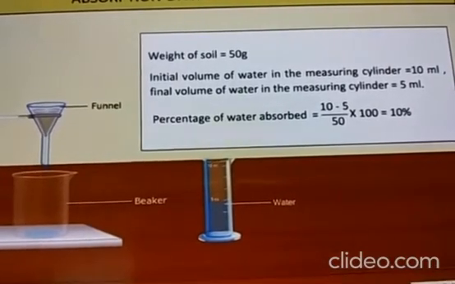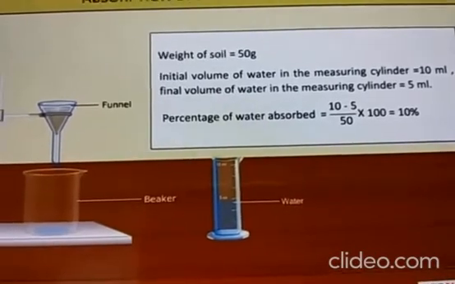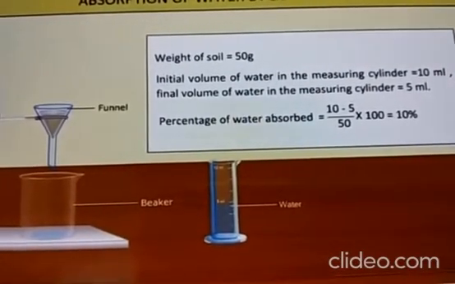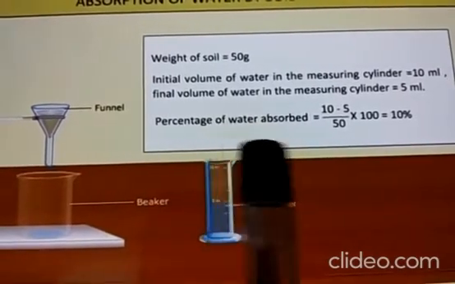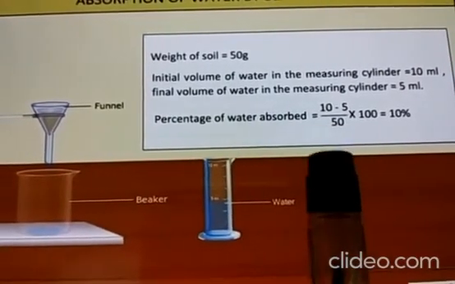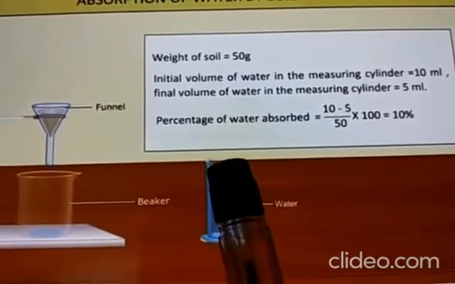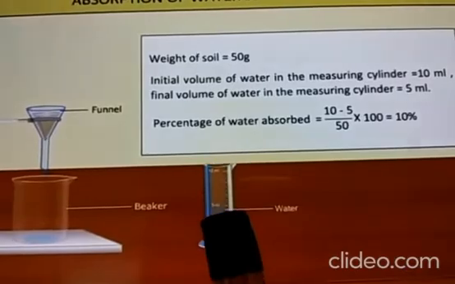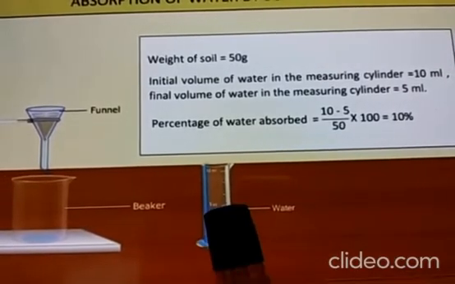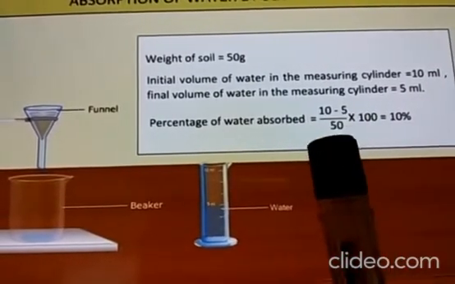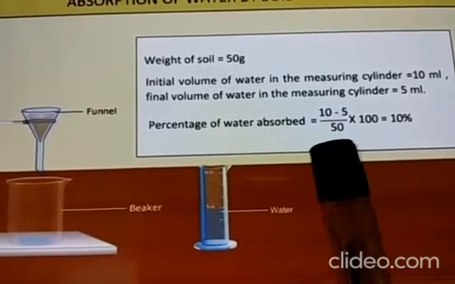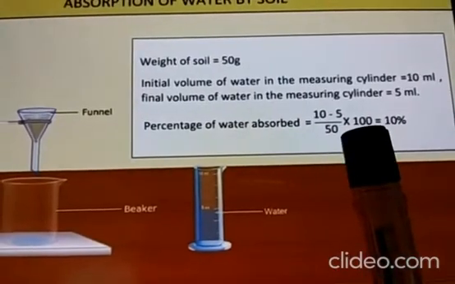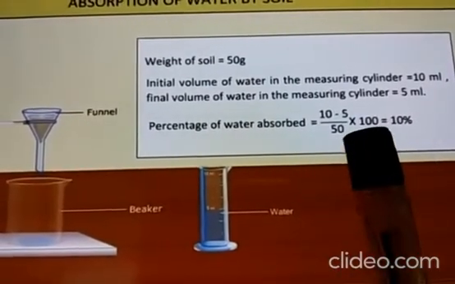Now 1 ml of water has a weight equal to 1 gram. Now we are going to calculate the percentage. The percentage of water absorbed is equal to, for example, if it was 10 centimeters, how much have we removed? 5 we have removed. How much is remaining? That is 5. So (10 minus 5) divided by 50. Which 50 is this? This is the weight of the soil, 50, into 100. The 100 is for the percentage we are calculating.